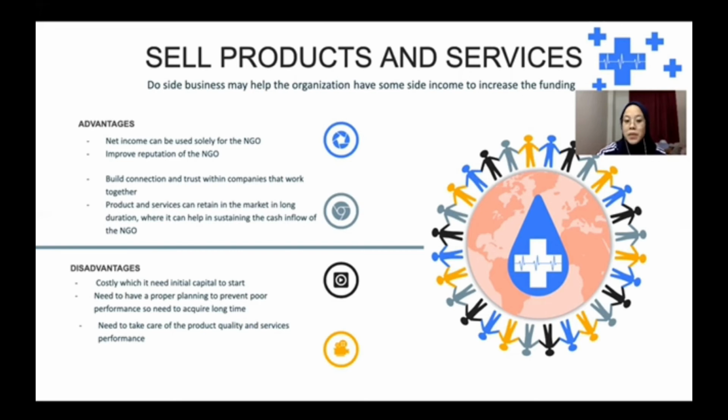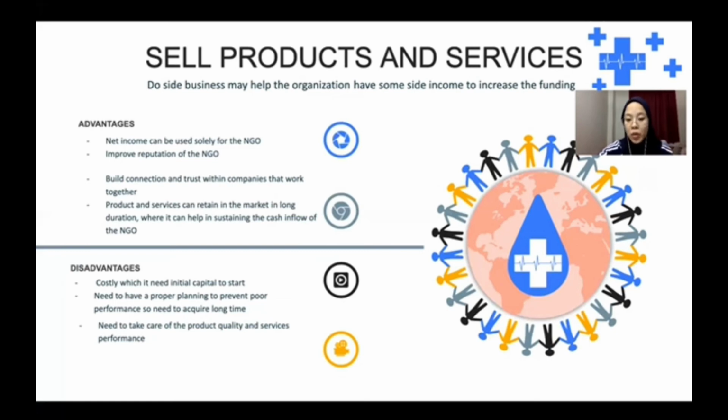However, the business will incur high costs as LLS needs some initial capital to start the business. So this alternative also needs to have proper planning to prevent poor performance. So it still needs a longer time to plan, evaluate, and so on.